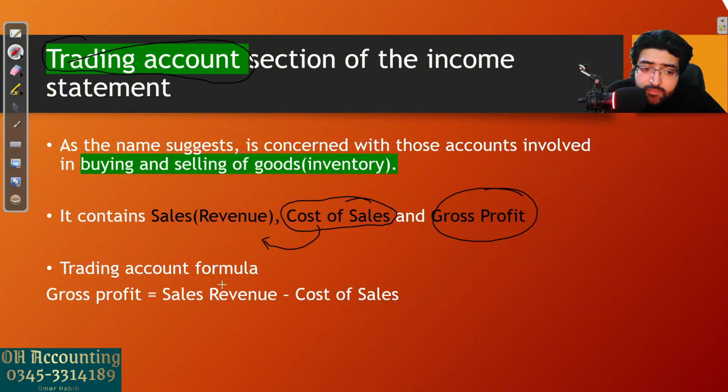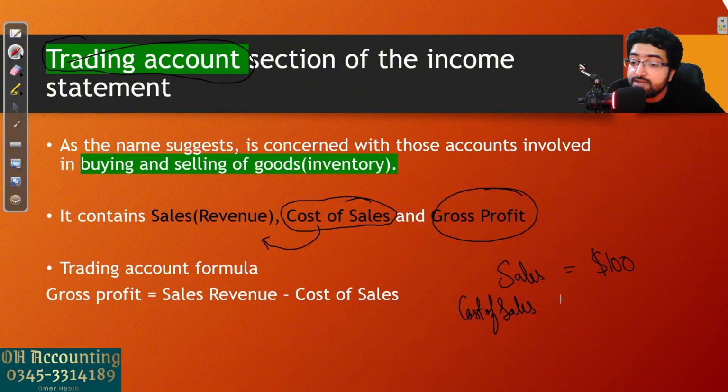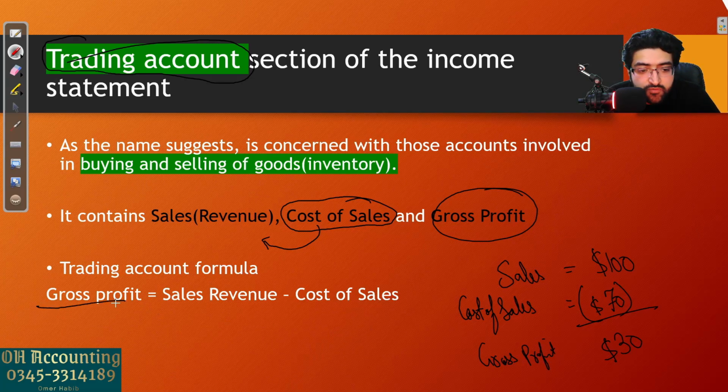The trading account formula is simply gross profit equals sales less cost of sales. Simple, right? This is the money you made by selling goods, for example, $100. Then the cost of sales, the cost that was necessary to make these sales possible. Let's say that was $70. So how much gross profit did you make? You made a gross profit of $30. So this is what is mentioned here. Gross profit equals sales minus cost of sales.